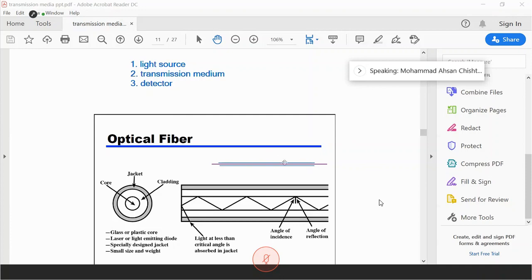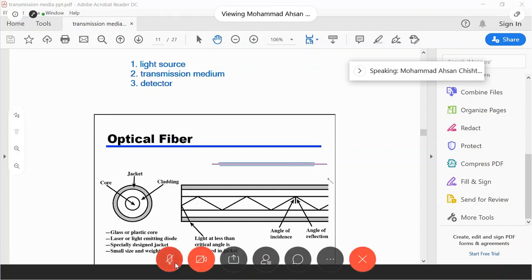Can you see the picture here, Ramanan, that I have drawn about the optical fiber? Is that visible?